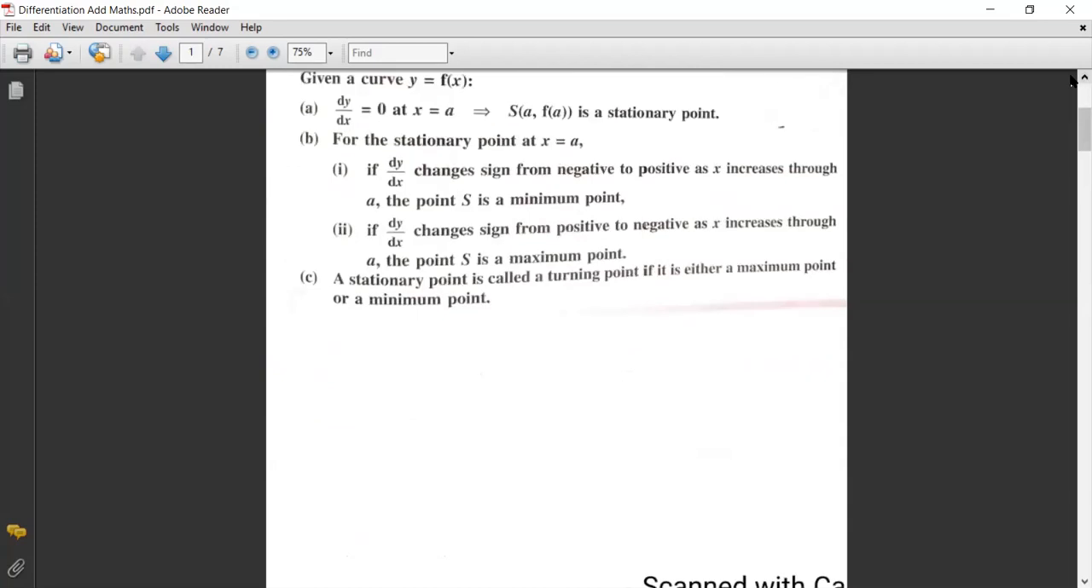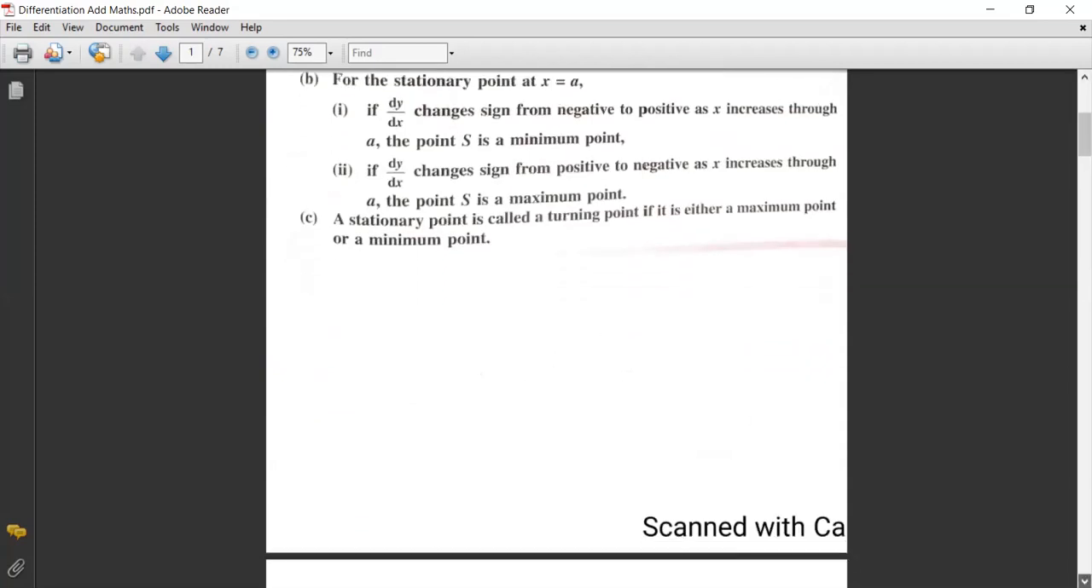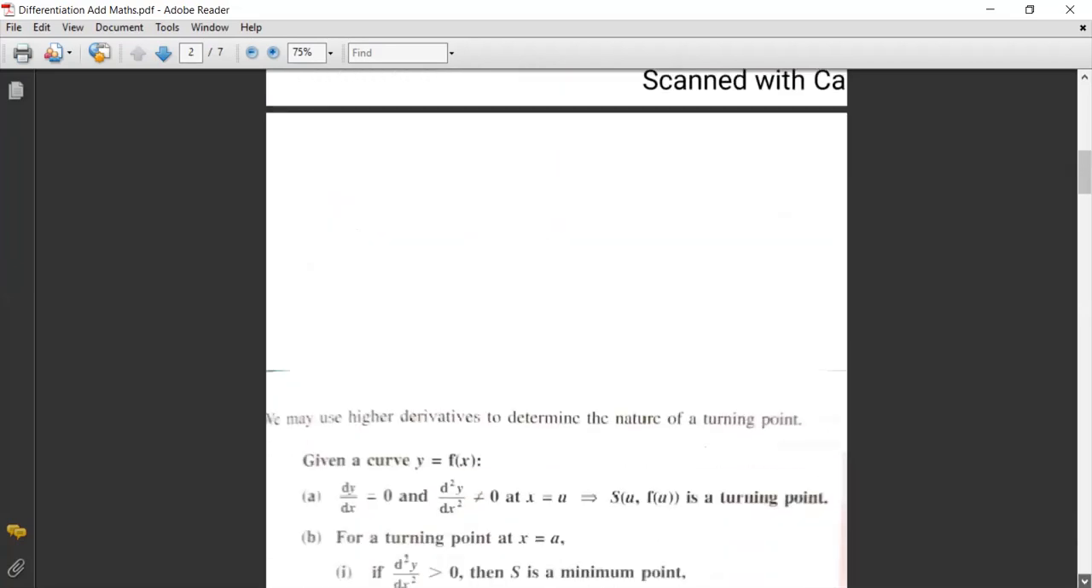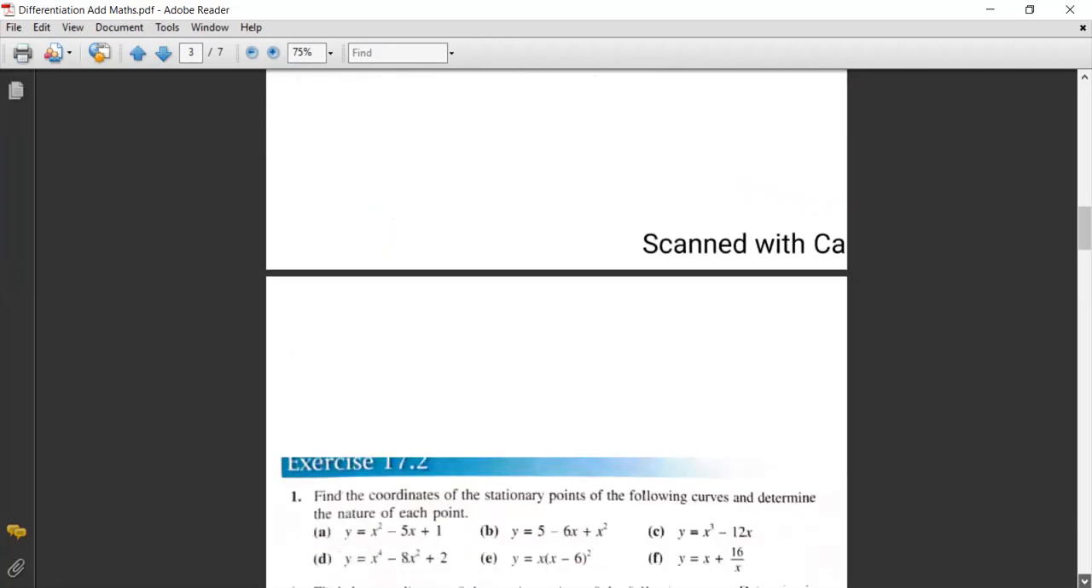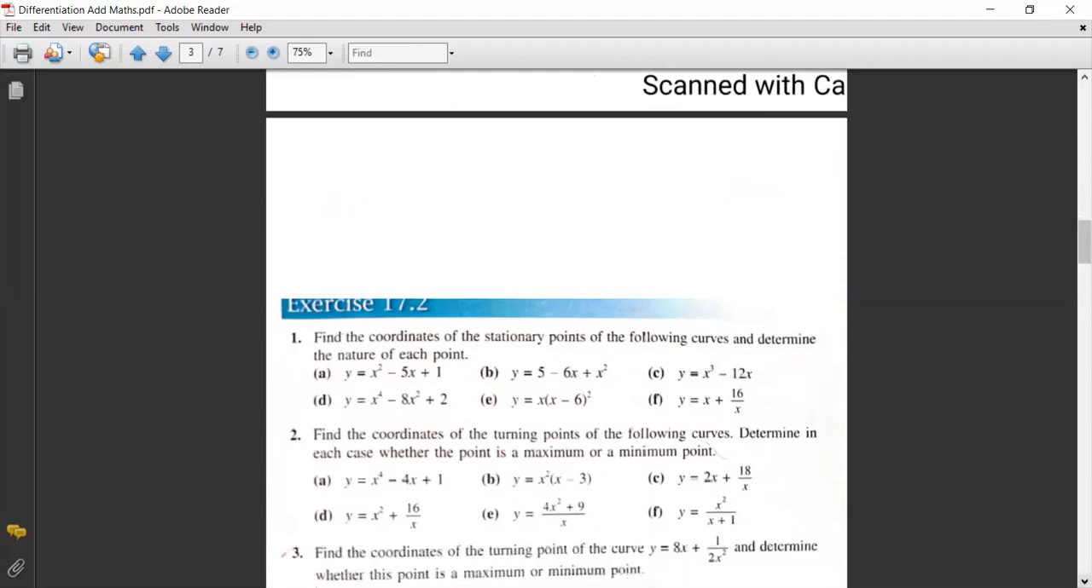Wait, what is a turning point? Turning point is basically the stationary point, because we didn't talk about it. Same thing. Whatever we have been learning for 1 hour, the turning point is the stationary point, where the curve is turned, right?